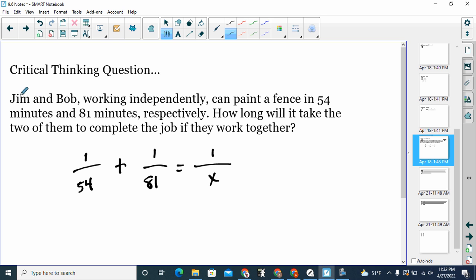What we do is we take each individual time, 54 and 81, we put them under 1, we add them together, and then we take their combined time and put it on the other side. 54 and 81 and x, those are my denominators. So the least common multiple between those things is going to be 162x. We can distribute this.